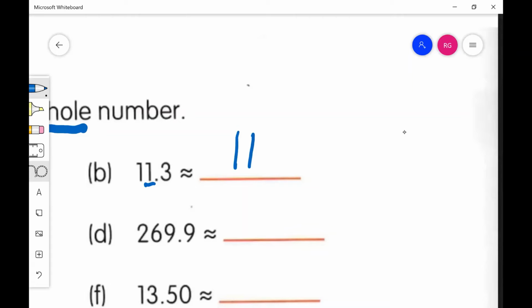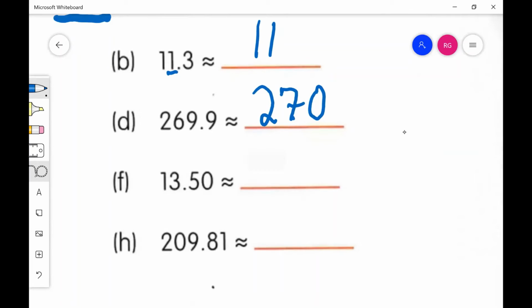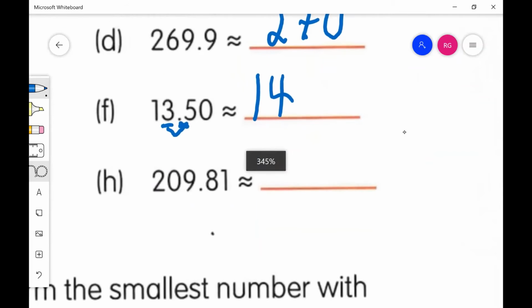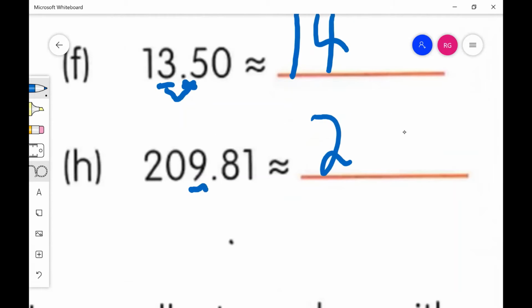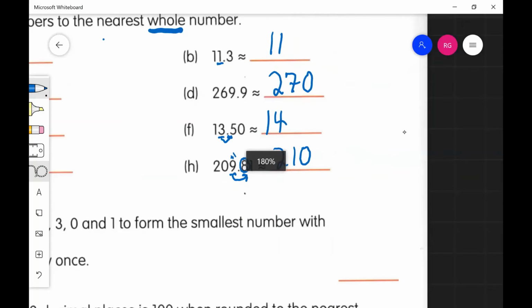Keep going. What's the D then? 270. Okay, 270. We rounded up. And then the next one? 14. 14, yes. All right, and then for the next one, H. 210. Ooh, this one we have to be a little bit careful. Let me zoom in here a little bit. We found the ones digit. We looked to the right. We saw that it is a big number. So we know we need to add 1 here. And when we add 1 to 209, we need to make sure we carry over and make it 210. You guys got it.